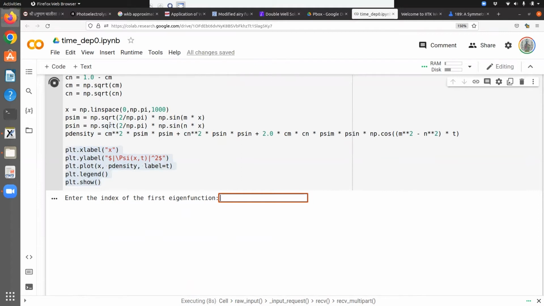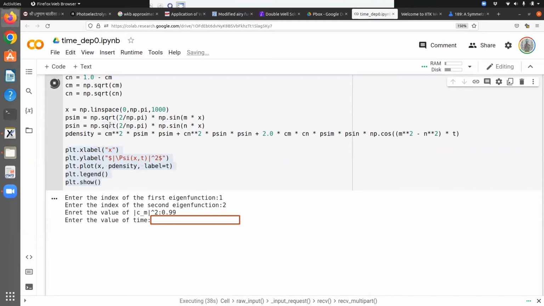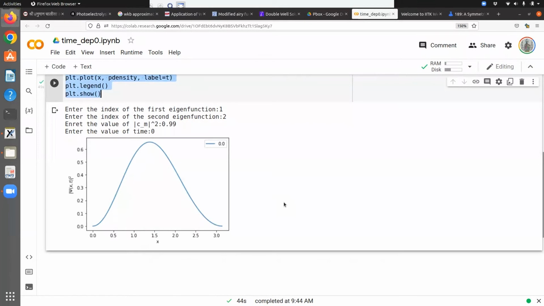The code is asking for the index of the first eigenfunction. Let us enter 1. Then it is asking for the index of the second wave function. Let us enter 2. That means we are calculating the superposition of the ground state and the first excited state. Now the code is asking for the value of Cm square. Let us enter 0.99. So Cm square corresponds to the first wave function. Then it is asking for the value of time. Let us plot the probability density at initial time, that is t equal to 0. So this is how the probability density looks like.